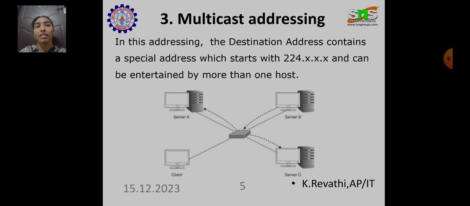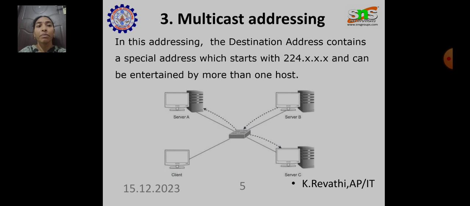In this addressing, the destination address contains a special address which starts with 224.x.x.x and can be entertained by more than one host. Here the diagram represents multicast addressing. That means a client will send the messages to the switch or hub, which will forward them to multiple servers.